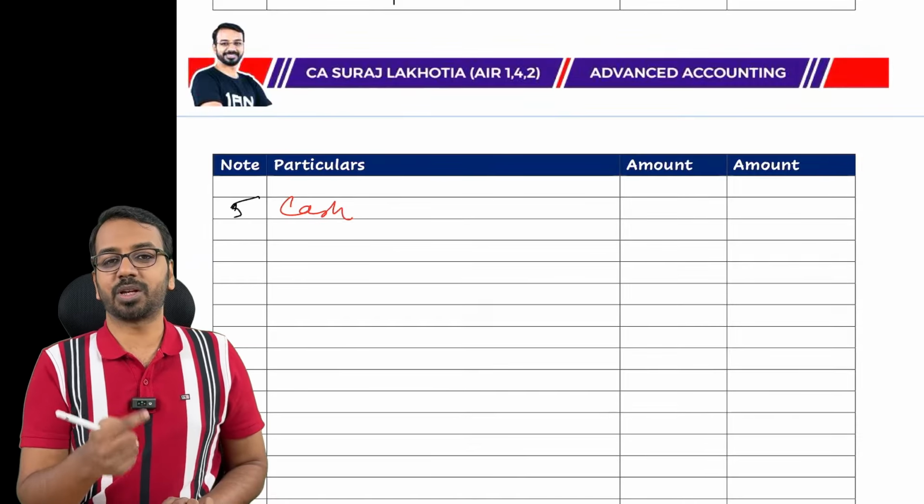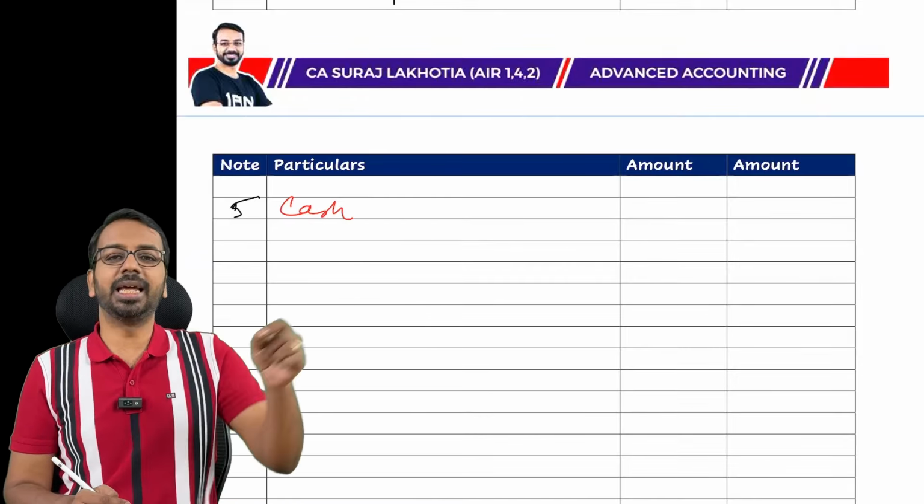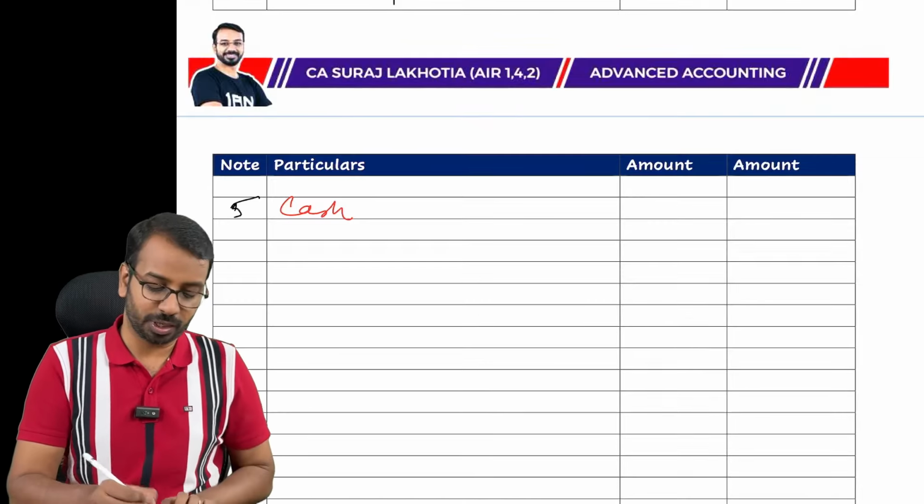If you sometimes get confused that my note sequencing may not be correct, what you can do is prepare all the notes. Later you can do the juggling of that. That's also okay.